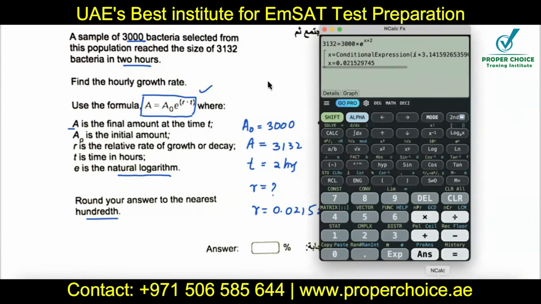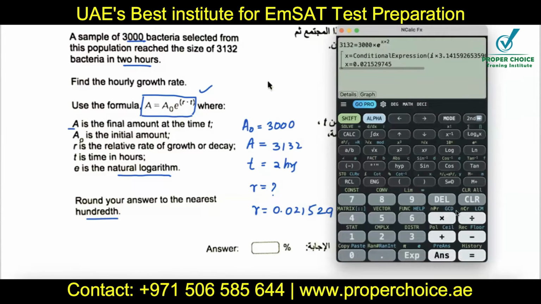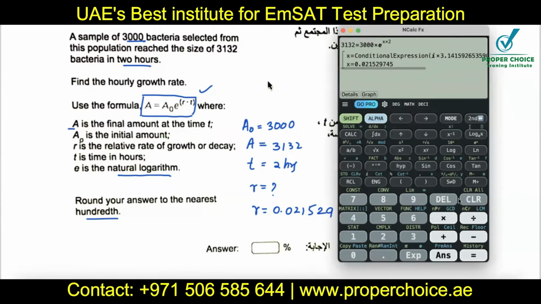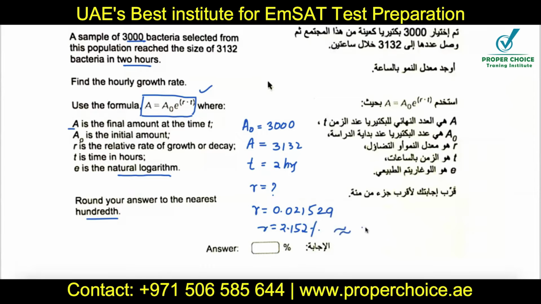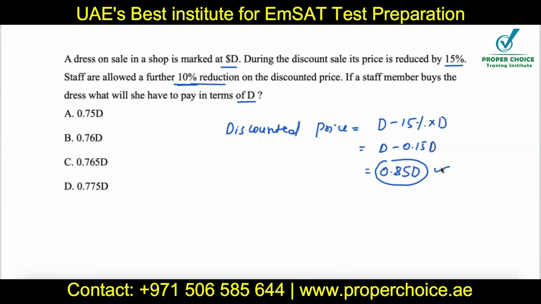Converting any number to a percentage, just multiply by 100. Okay, so after rounding to the nearest hundredth, it is equal to 2.15%. So I should write 2.15 as the right answer to this question.